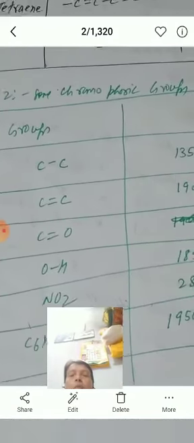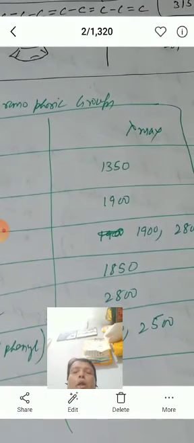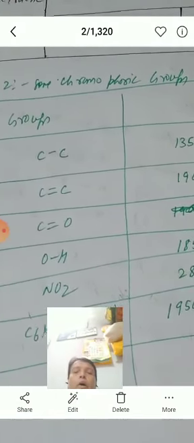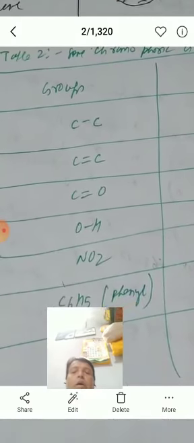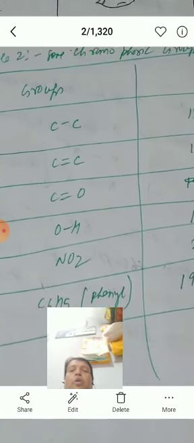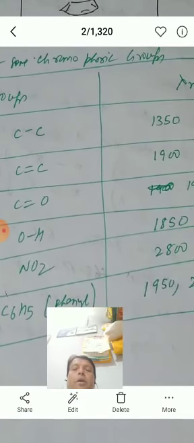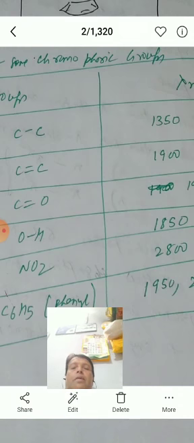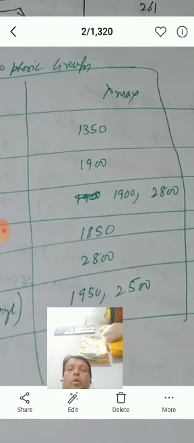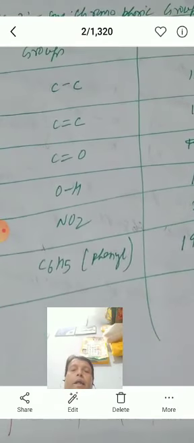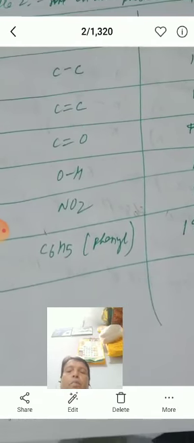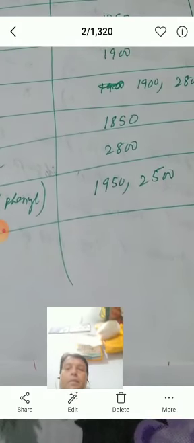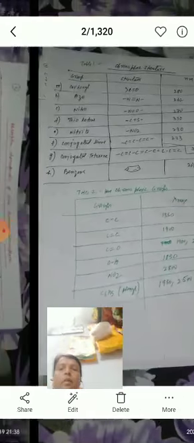Also in table 2 we see some chromophoric groups and their lambda max value. That is C single bond C, it has the value 1350, C double bond C, it is 1900, C triple bond C, this is 1900 and 2800, OH group 1850, NO2 group 2800, and C6H5, that is phenyl, that is 1950 to 2500. And this is very good.